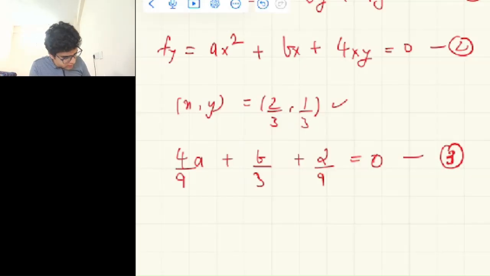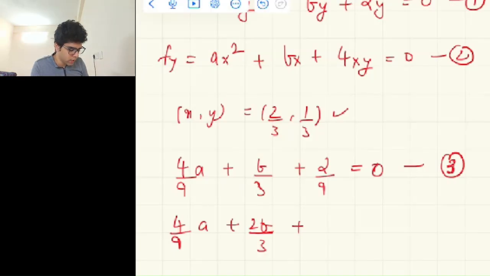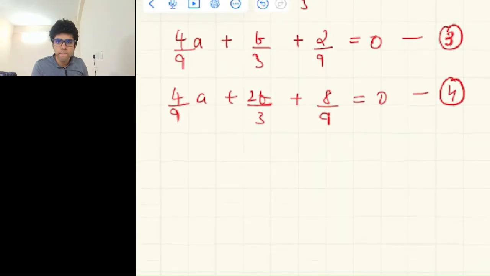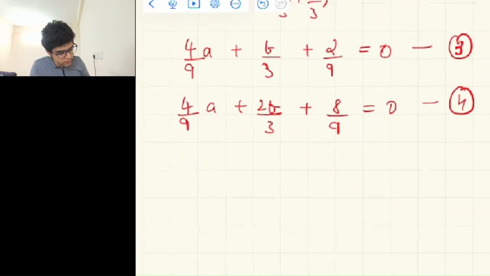And for my second equation now, ax square, so this would give me 4 by 9a again, plus bx, so 2b by 3, plus 4xy, so again 4 into 2 by 9, 8 by 9, equals to 0. This is my fourth equation, right? Upon solving this, let me just write the third equation first.